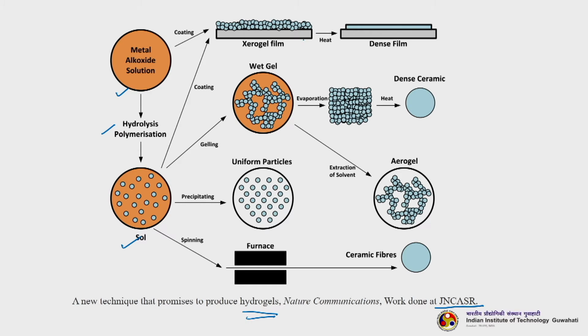Now, from the sol you can prepare a dense film. With the usual coating processes, you go for a gelling process. So, you get a wet gel, then you evaporate, then you go for a heat treatment and you get a dense ceramic membrane. From the sol, again by precipitating it, you get uniform particles. You spin it and use some thermal treatment, and you get ceramic fibers. From the wet gel, after extraction of the solvent, you get aerogel. So, this is one of the very good technologies or processes that was proposed by this particular group.